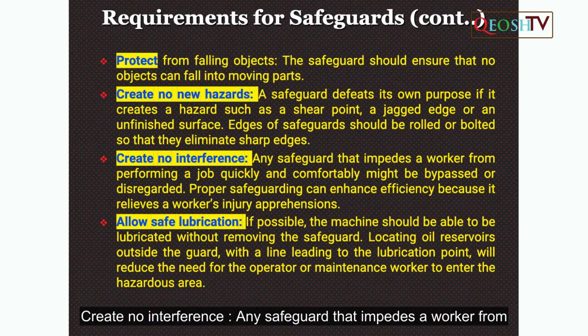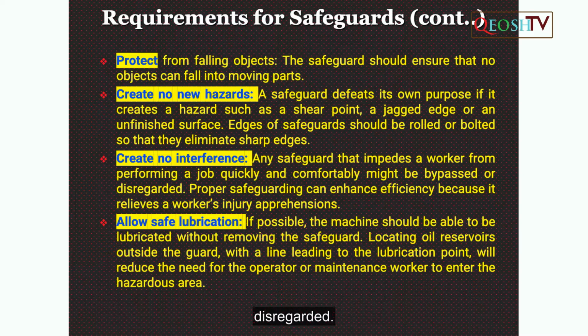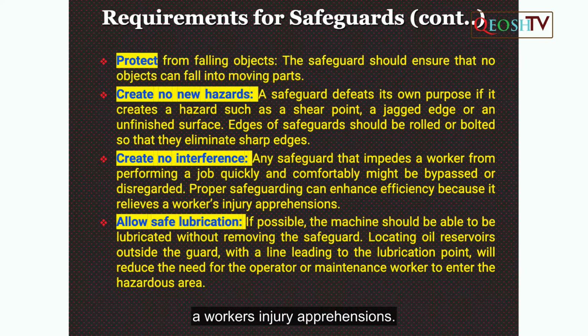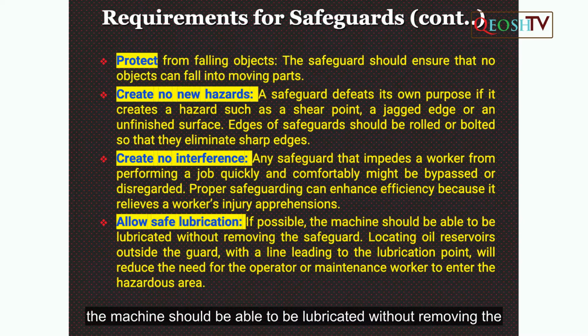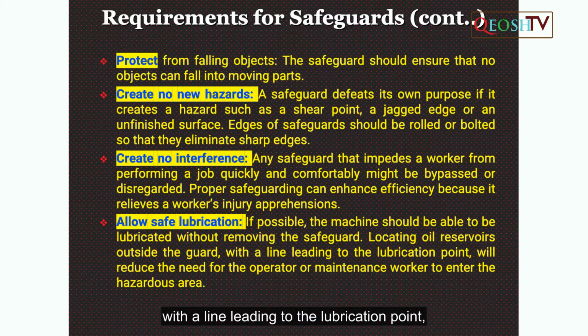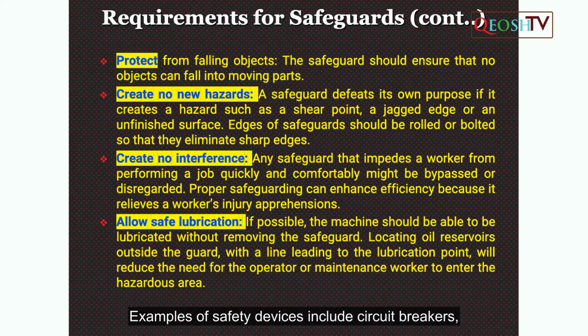Create no interference. Any safeguard that impedes a worker from performing a job quickly and comfortably might be bypassed or disregarded. Proper safeguarding can enhance efficiency because it relieves a worker's injury apprehensions. Allow safe lubrication. If possible, the machine should be able to be lubricated without removing the safeguard. Locating oil reservoirs outside the guard, with a line leading to the lubrication point, will reduce the need for the operator or maintenance worker to enter the hazardous area.